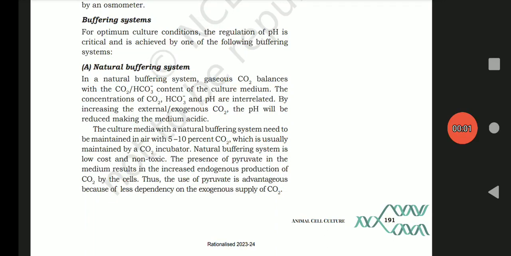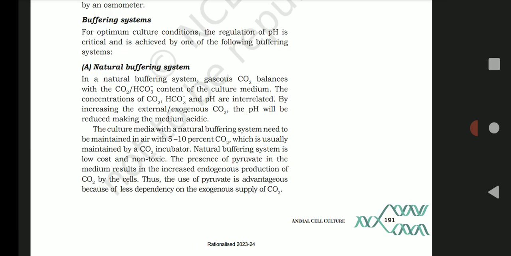In addition to maintaining optimum temperature, we have to maintain optimum pH as well as osmolality. We discussed earlier about temperature as well as osmolality. 300 milliosmol is sufficient for the growth and development of the cell in the cell culture. In the same manner, optimum pH maintenance is done with the help of buffers.